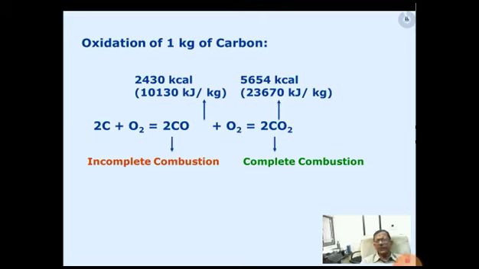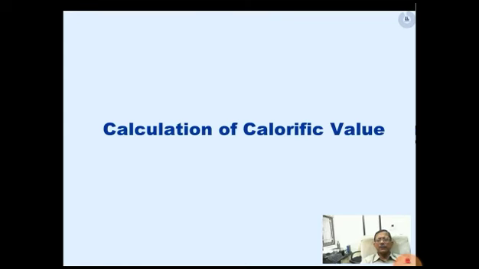But so far as BOE calculation is concerned, we do not consider incomplete combustion unless it is specifically being told, right? So if there is a fuel and there is a carbon, the combustion result will be CO2. That is what we are going to consider. So if I want to calculate the calorific value, calorific value can be theoretically calculated. It can also be measured by bomb calorimeter. There is an instrument called bomb calorimeter.